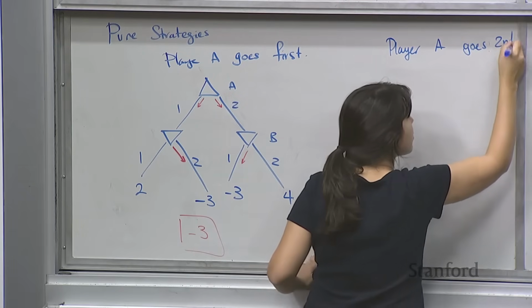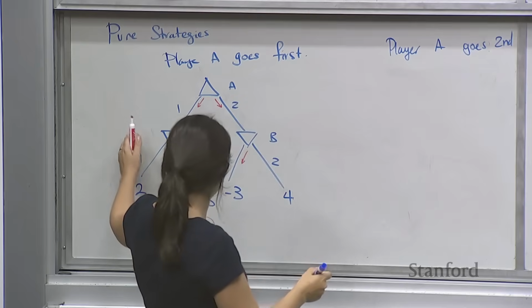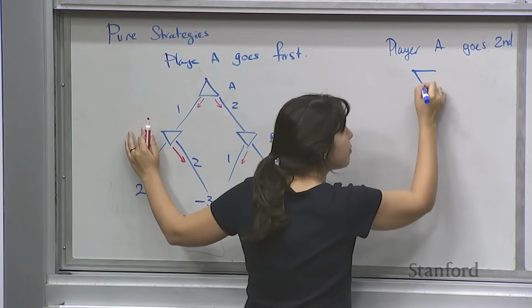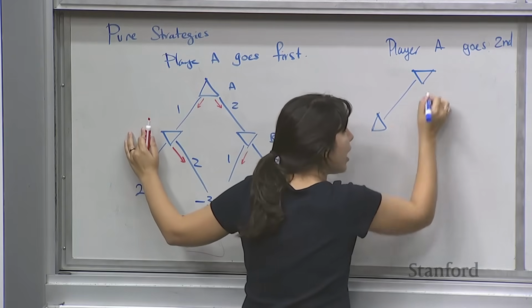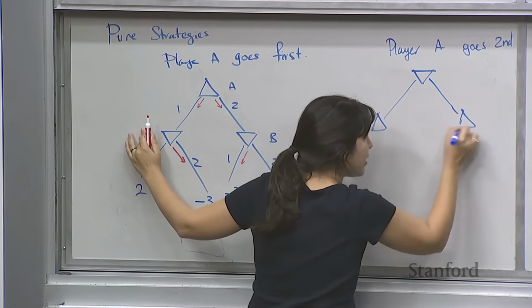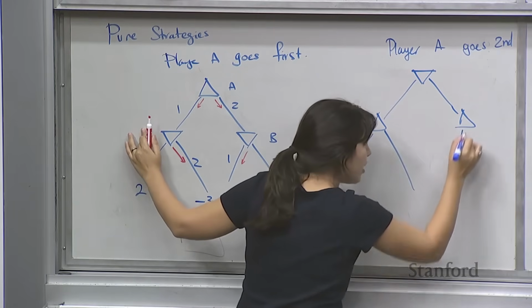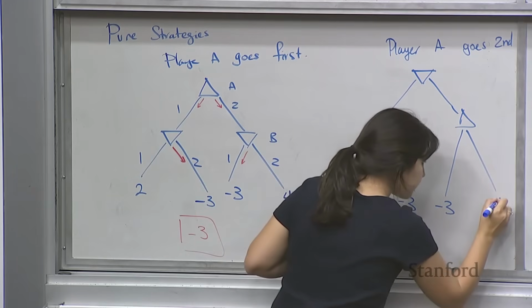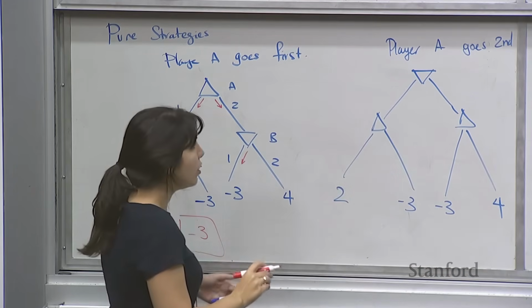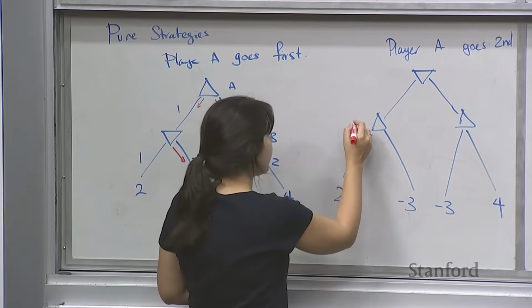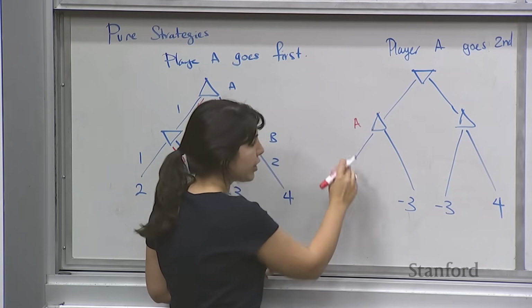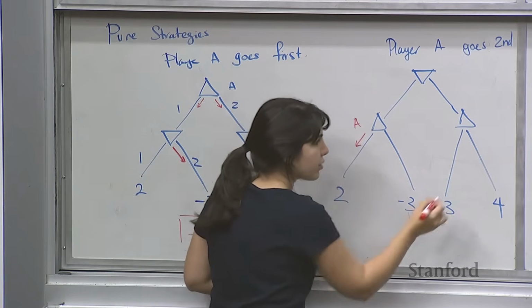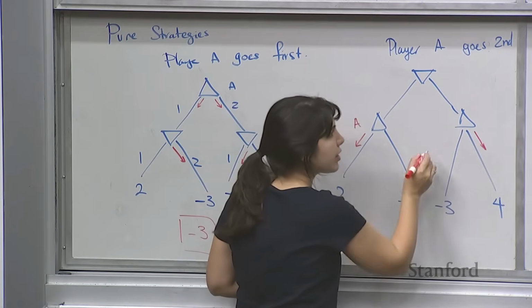Second. Okay. So then player B is going first. Player B is minimizing, and then player A is maximizing. And we have the same values here. Okay. So this is player A going second. Player A going second tries to maximize, so we'd like to pick these ones.